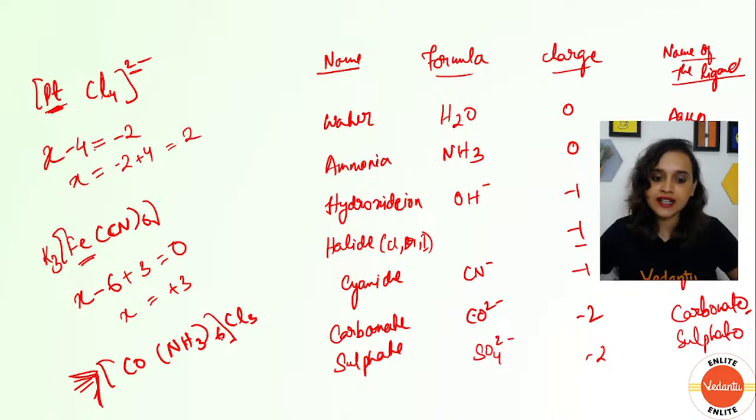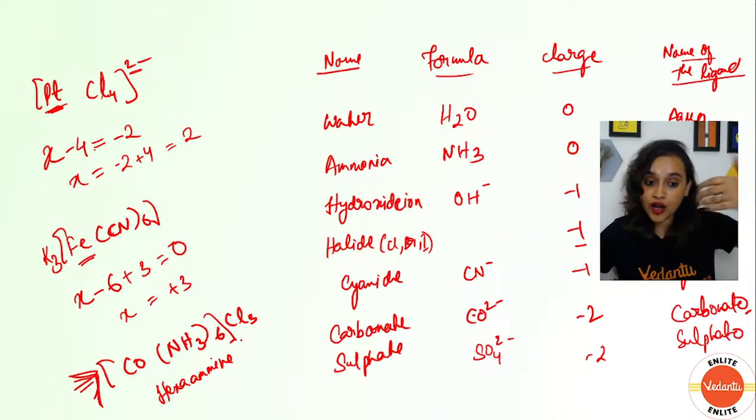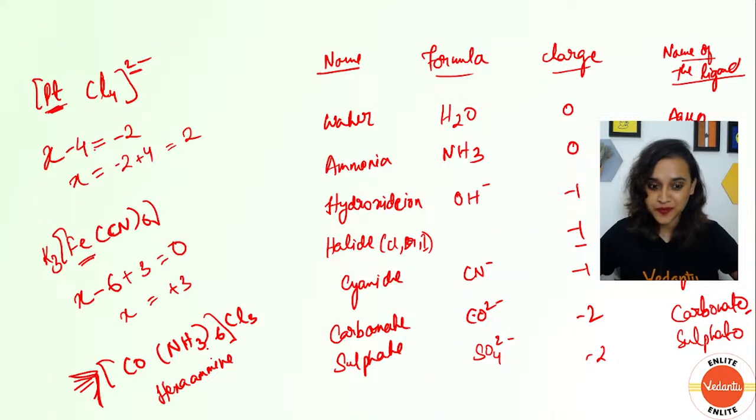What will it be? See, there are 6 ammonia ligands, so we will write hexaammine. Both the A's you have to write. Do not take out one of the A's. So it will be hexaamminecobalt.